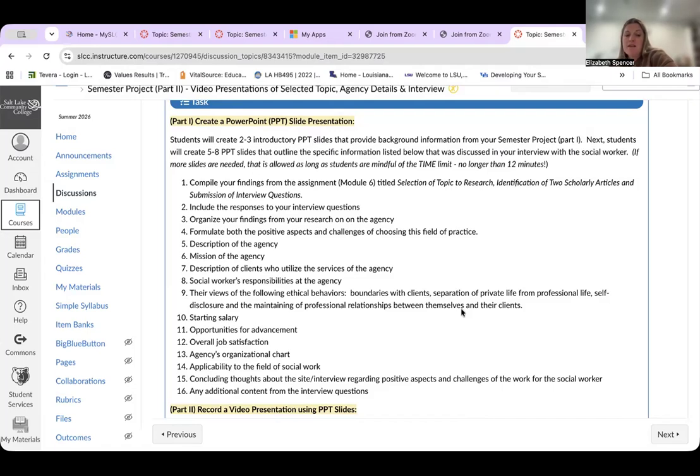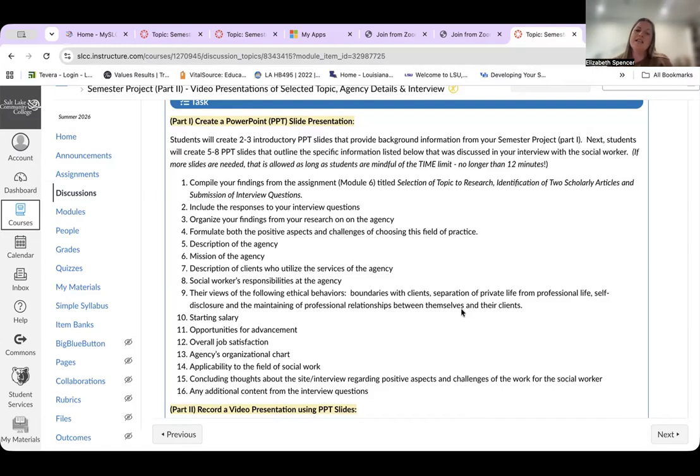13 is agency organizational chart. So this could be a couple of different things. This could look like sort of management. Do we have like a program director or a clinical director? How many providers are there, how many supervisors, how many providers, are there internships at this job? Just kind of understanding the hierarchy of the agency could look like that.